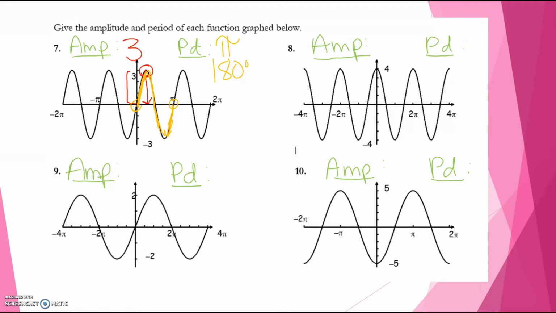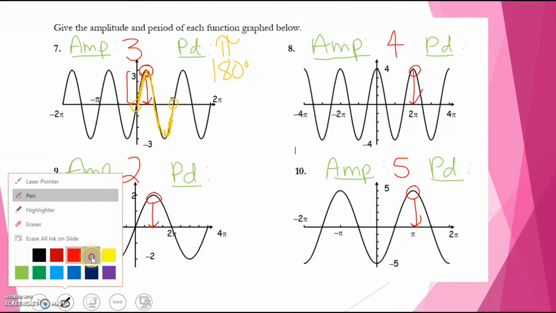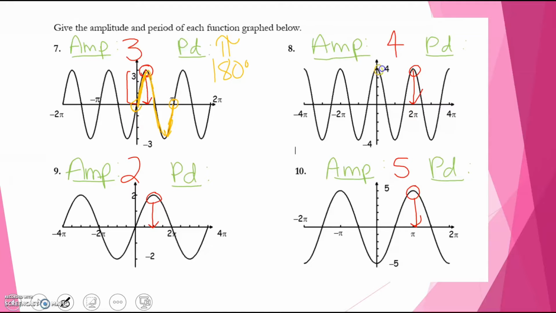So for number 8, the amplitude from the very top of any of these curves down to the axis, this one is 4. This one from their top down is 2. This one from the very top down is 5. So then the period. From the axis, I start at the very top of the curve, and then to get to the top of the next curve, it's 2 pi, or 360 if you prefer degrees.